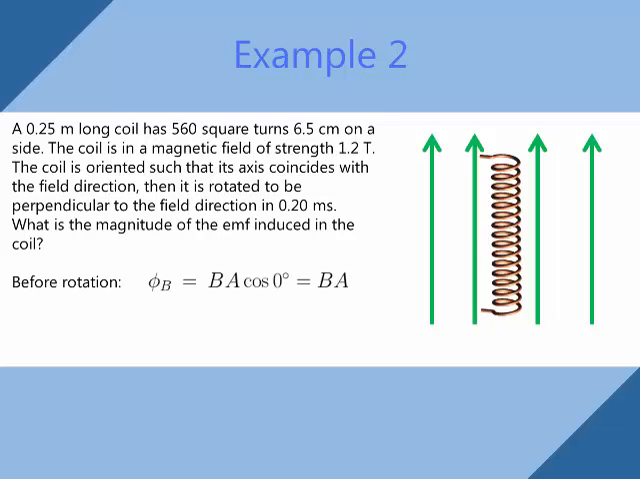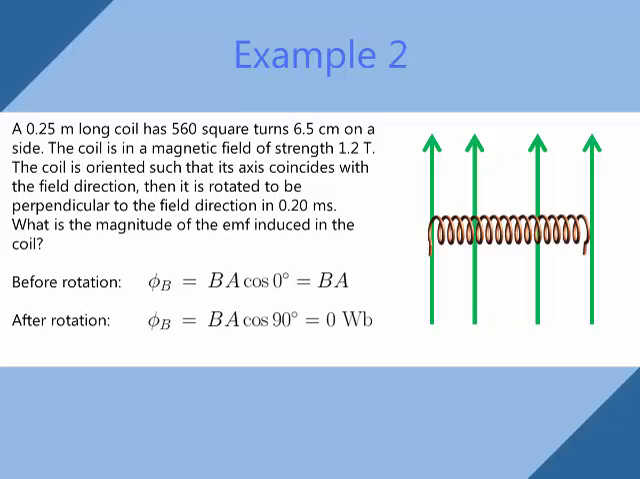Before we rotate the coil, the angle made between the coil's loops and the magnetic field is 0 degrees. So, before rotation, the flux simplifies to simply the field times the area of one of the loops. After we rotate the coil, the angle made is 90 degrees, giving us a flux of 0 Webers, no matter what the field strength or area is.